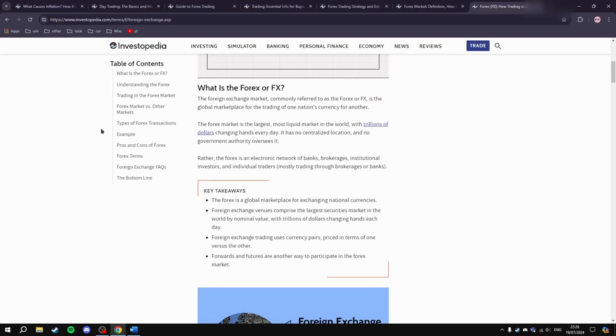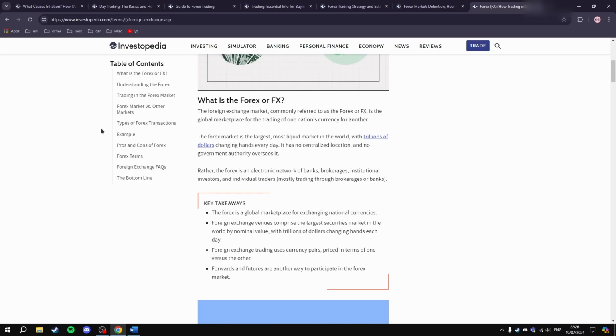The foreign exchange market, commonly referred to as Forex or FX, is a global marketplace for the trading of one nation's currency for another. So I think now any of the repeated stuff that I already know, I'm not going to write them down anymore because there's just no point. They're all going to get deleted later on anyway.